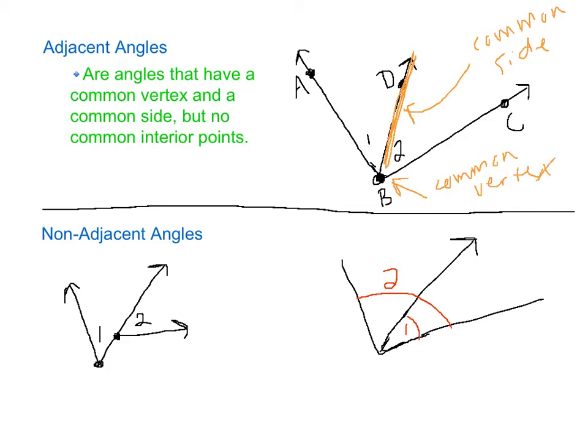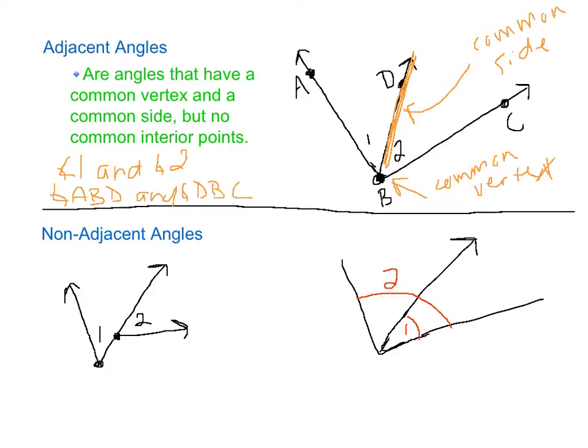Okay. So when we label this, we can say angle 1 and angle 2 are adjacent angles, where that's the symbol for angle. We can also name angles by their letters, but the vertex has got to be in the middle. So we could say angle ABD, and we can also say angle DBC.